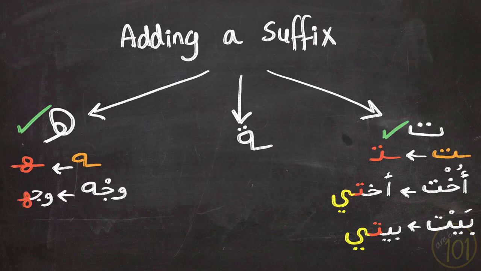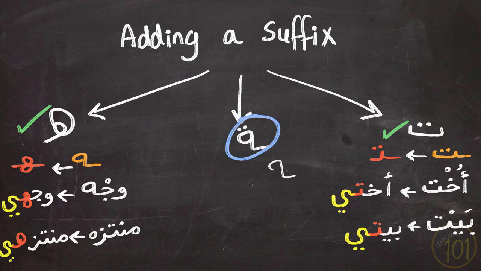وجه، وجهي، منتزه، منتزهي. And it is the same story. You turn the ha from the last position to the middle position. But when it comes to the ta marbuta, it turns into a ta, since ta marbuta cannot come in the middle or at the beginning of words, like we said previously.